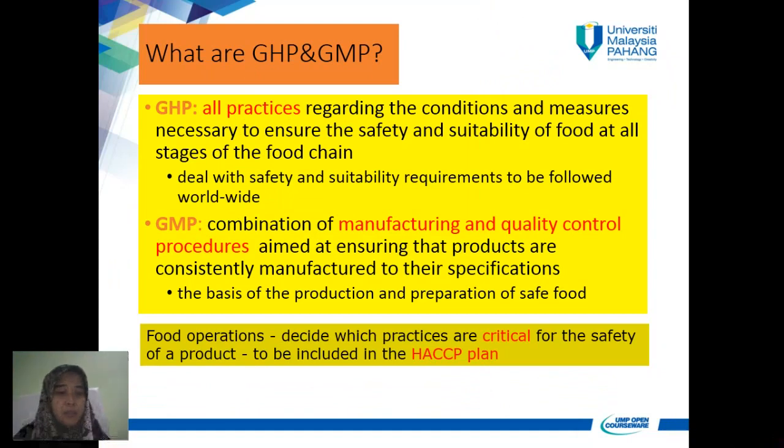Okay. So the food operations may decide which practices are critical for the safety of a product to be included in the HACCP plan. In simple words, GMP and GHP depend on the food operation itself. The food operation itself will know which one is the most suitable for them.